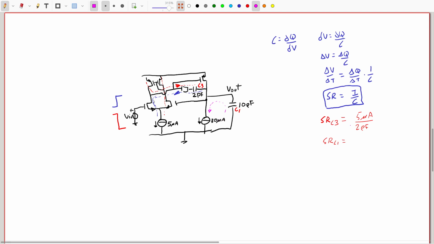Then for capacitor 1, we will have around 30 microamp divided by 10 pico in the best case. In practice, there are other considerations. For instance, I might have the situation in which this current, that is 5 microamps, is also drained by the current source at the output.